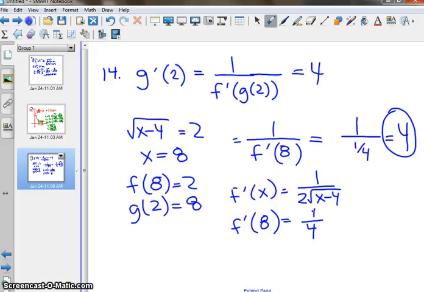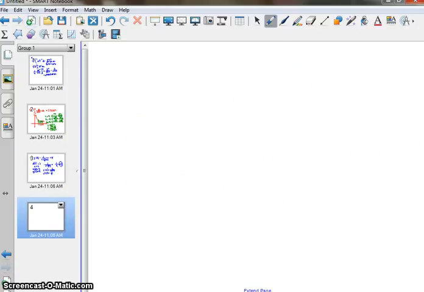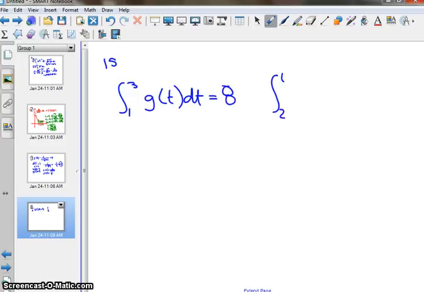The 3 multiple choice problems. Number 15. If the integral from 1 to 3 of g of t dt equals 8, what is the integral from 2 to 6 of 1 plus g of t over 2 dt? So this is the integral that we want to work.